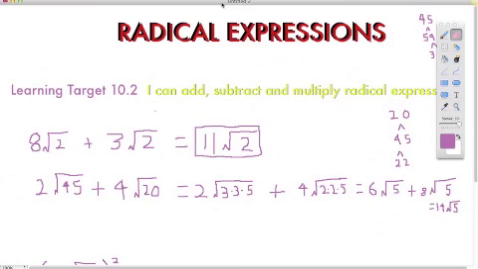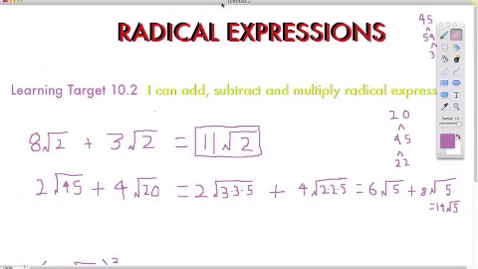And let's backtrack. If you didn't see the first video on how to simplify radical expressions, I suggest that you watch that video, because that will help you understand more about how to simplify radical expressions, then take that and do it to this. But if you watched that video already, let's get into this.